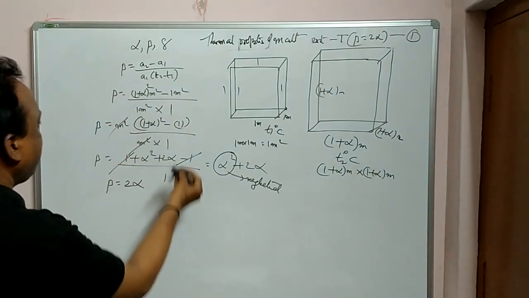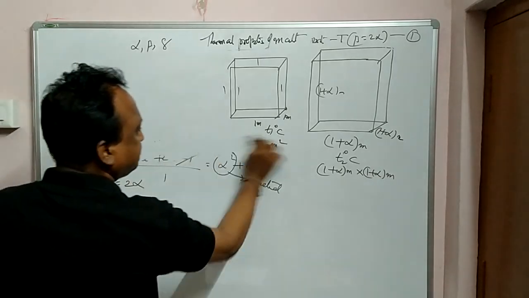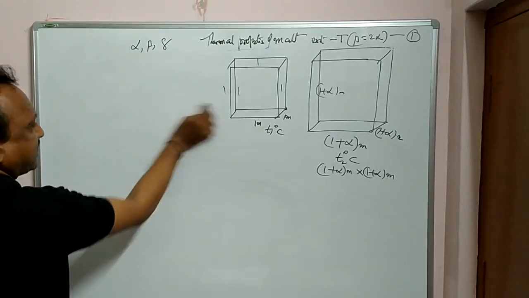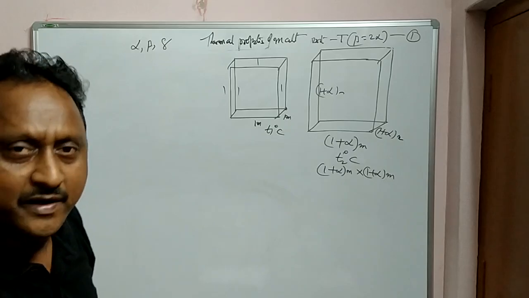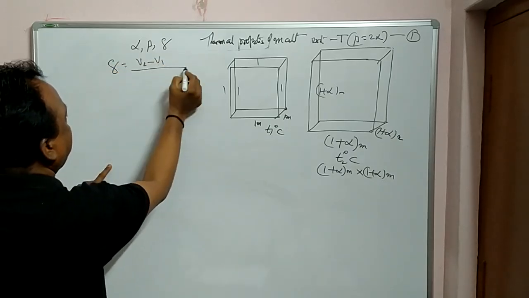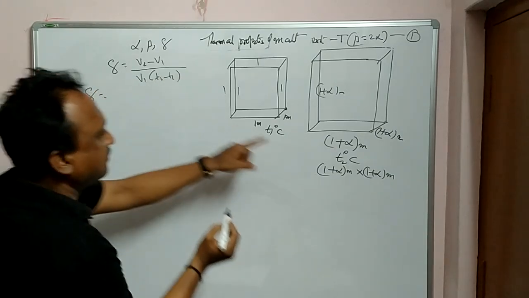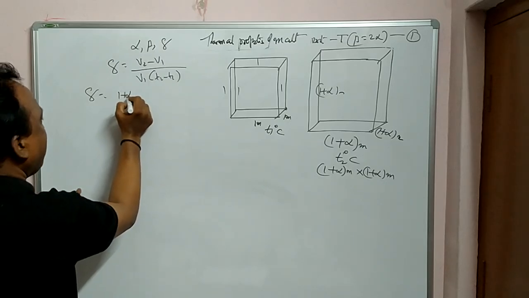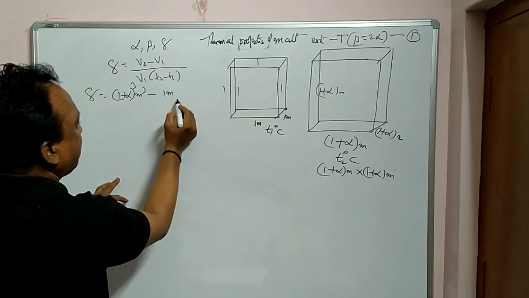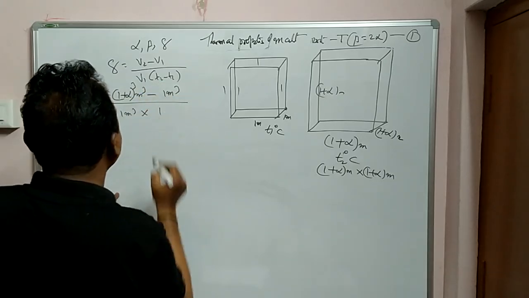This is regarding aerial. Now let us go to volumetric. Same thing will go for volume expansion. Volume expansion formula we can also write, gamma is equal to V2 minus V1 by V1 into T2 minus T1. So gamma is V2, volume 1 plus alpha whole cube meter cube, minus initial 1 meter cube, by 1 meter cube into temperature difference 1 degree again.